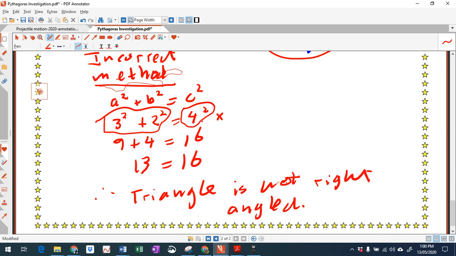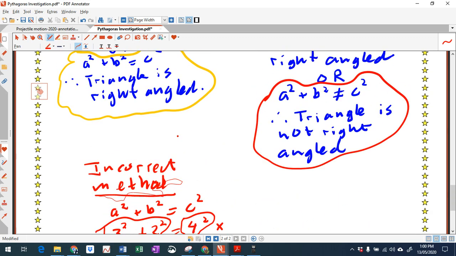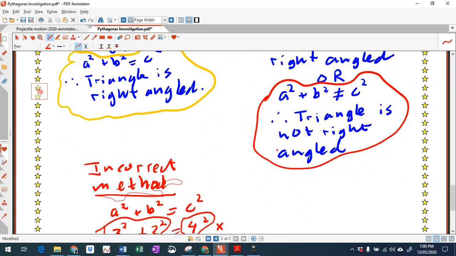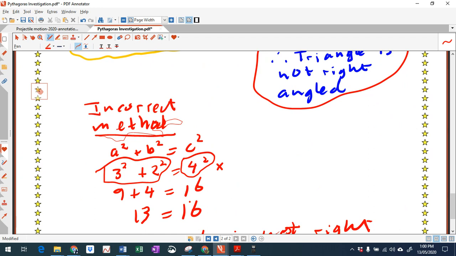So the easiest way to avoid using the equal sign incorrectly is just to do the table. Just do 2 columns, you work out what a squared plus b squared is, and in the other column you work out what c squared is, and you see if they're equal. And then in your conclusion you write down if they're equal or if they're not equal, okay? So please don't do it like this. This is not correct.